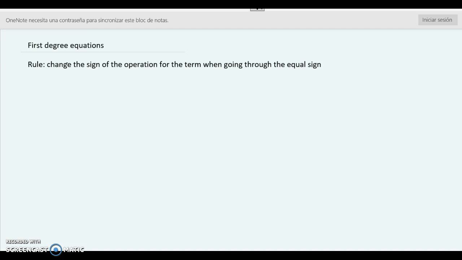In this video, we will see how to solve first-degree equations. The most important rule is this: change the sign of the operation for each term when going through the equal sign, when you want to put one number to the other side of the equation. This can look difficult. Let's see an example.